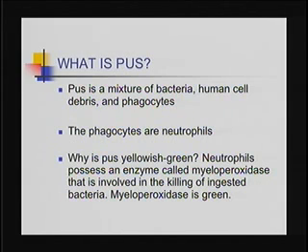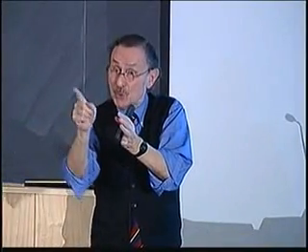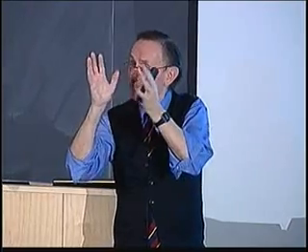It's a mixture of bacteria, human cell debris, and the phagocytes. So the phagocytes that are coming in there to engulf and kill the organism. And the phagocytes almost always are neutrophils. And again, I'll describe those in a moment. But one question that I always get from the medical students is, why is it this yellowish-green color? Well, it turns out we know. The neutrophils possess an enzyme called myeloperoxidase that's involved in the killing of the ingested bacteria. Myeloperoxidase makes the hypochlorite known to you as bleach. So bleach is a very important oxidizing agent, a killer of microorganisms.